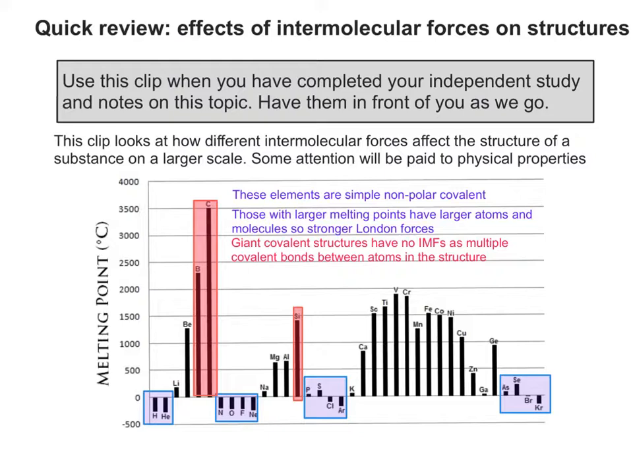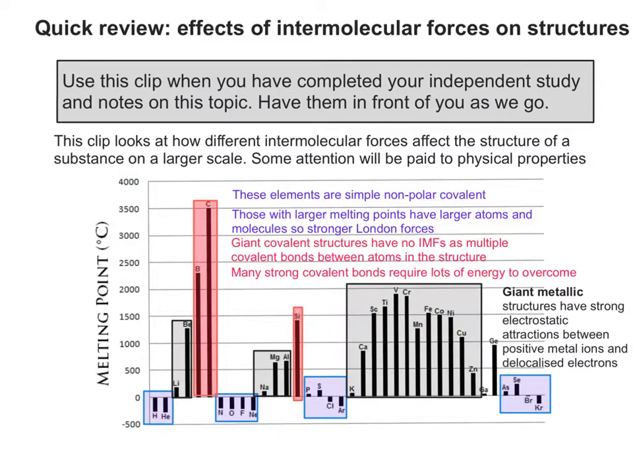So giant covalent structures have no intermolecular forces as multiple covalent bonds between the atoms in the structure. And this means many strong covalent bonds require lots of energy to overcome. And finally, giant metallic structures have strong electrostatic attractions between positive metal ions and delocalized electrons. And obviously I don't need to remind you there's no intermolecular forces in metals, because there's no molecules.